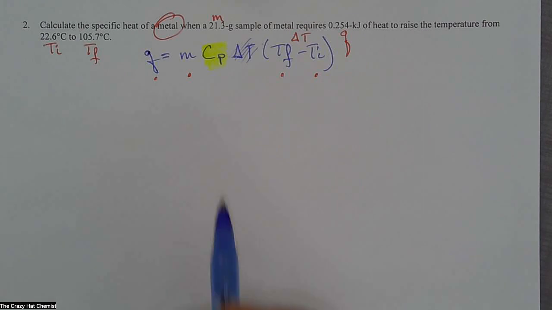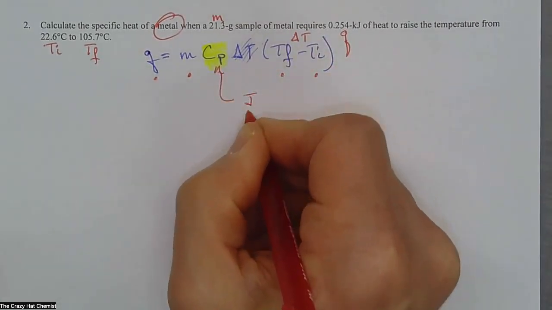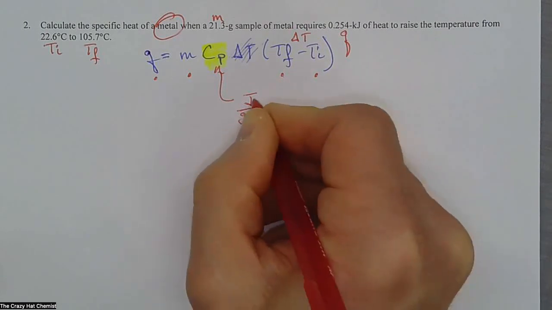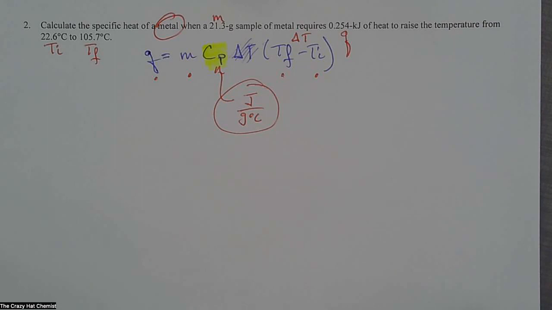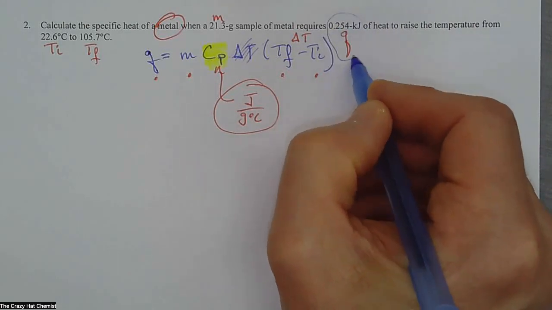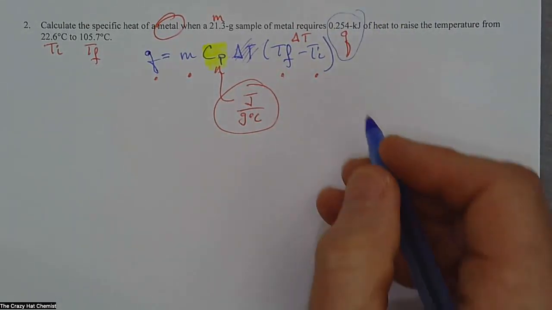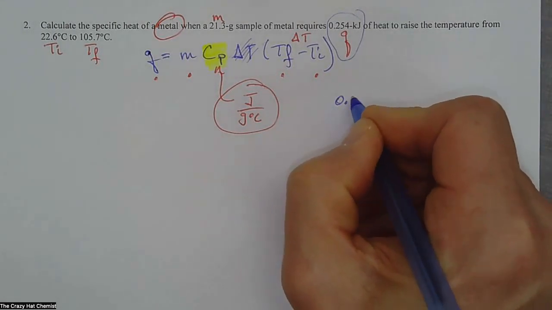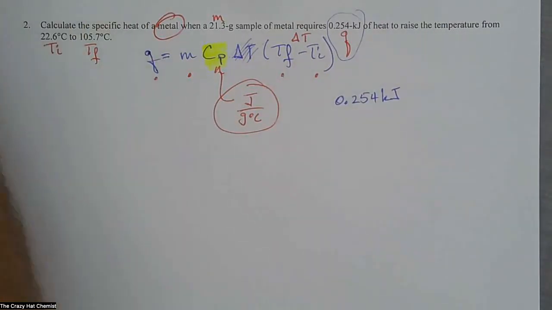Specific heat capacities have units that are in joules per gram degrees Celsius most commonly. So those are the units which I want. In order to do that, we are going to convert these kilojoules into joules. That's a real simple thing that we can do here off to the side. So 0.254 kilojoules.